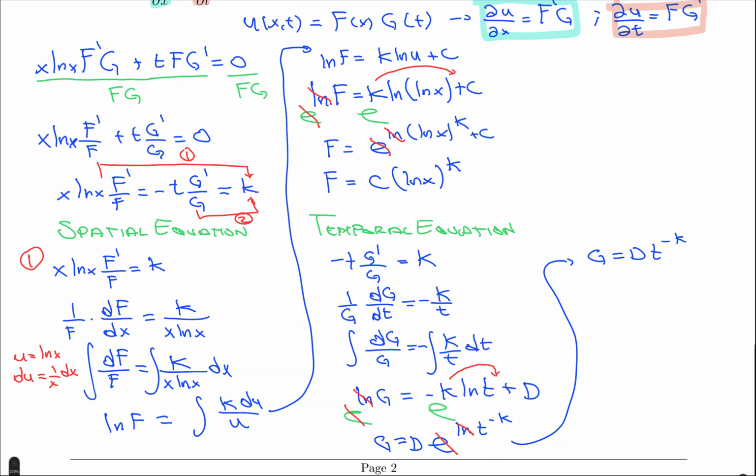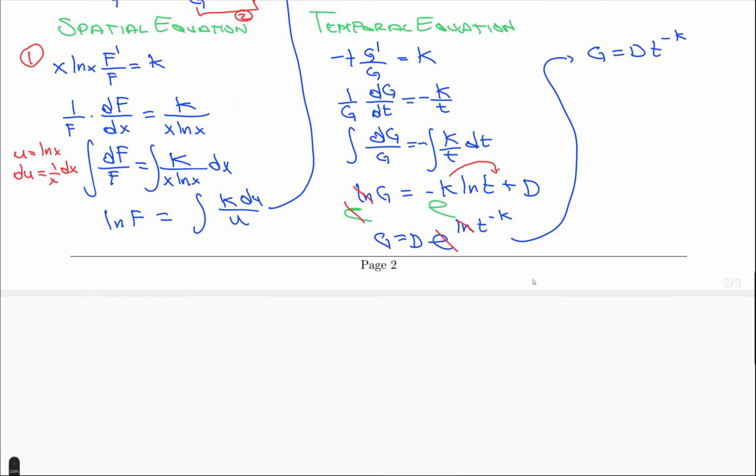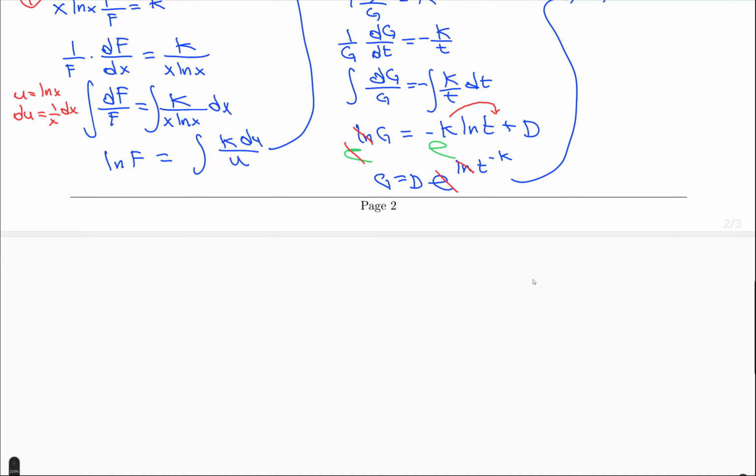All right. So at this point, let me add another page. You might want to use the back side of the page. So now we have the two functions that comprise the general solution to the PDE. Let's write that down again. To remind us of what we are looking for, we're looking for a function u of x,t that is a product of a function of x and a function of t, equal to c ln of x to the k power times d t to the negative k. And by absorption, we can multiply c times d.